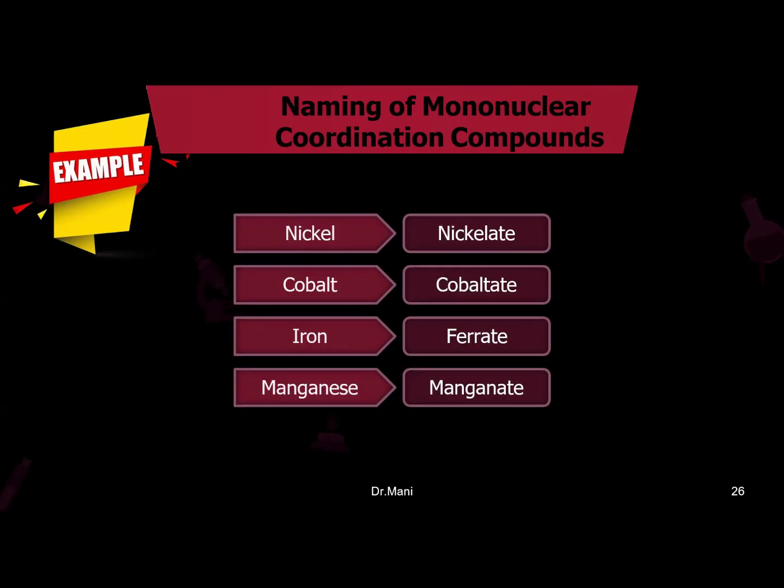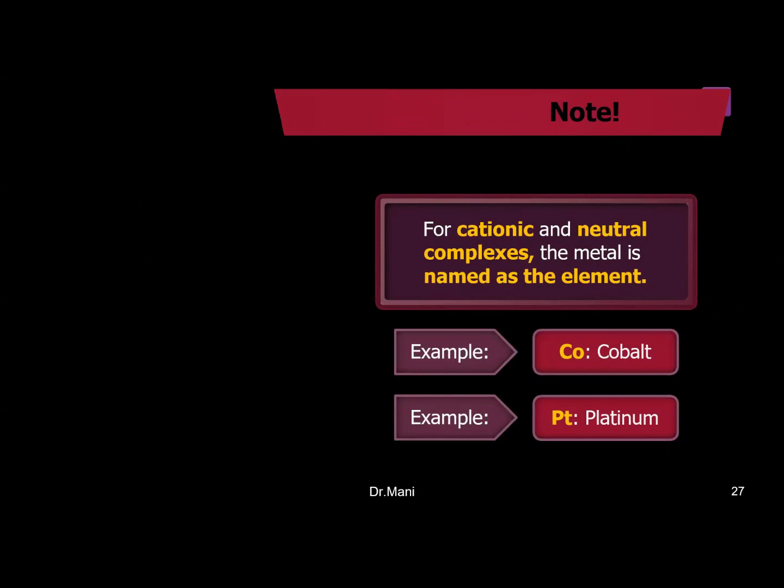Next one. So nickel, nickelate, cobalt, cobaltate, iron, ferrite, manganese, manganate. So all these are anionic complexes. Okay, that is metal ends. Remember this, these are all metals. For metals, you will be following this order.